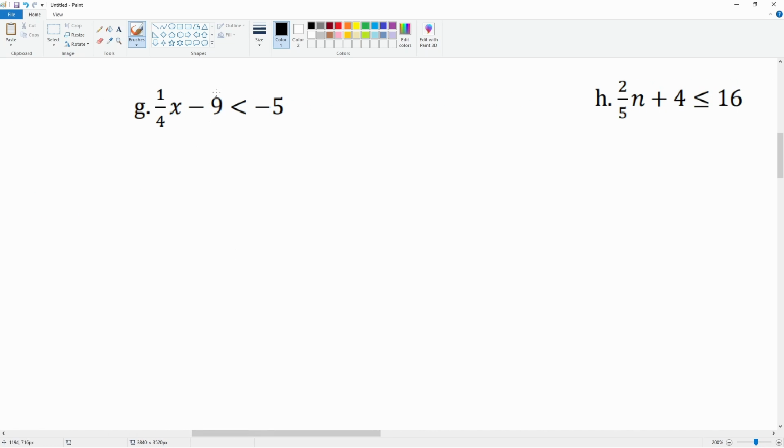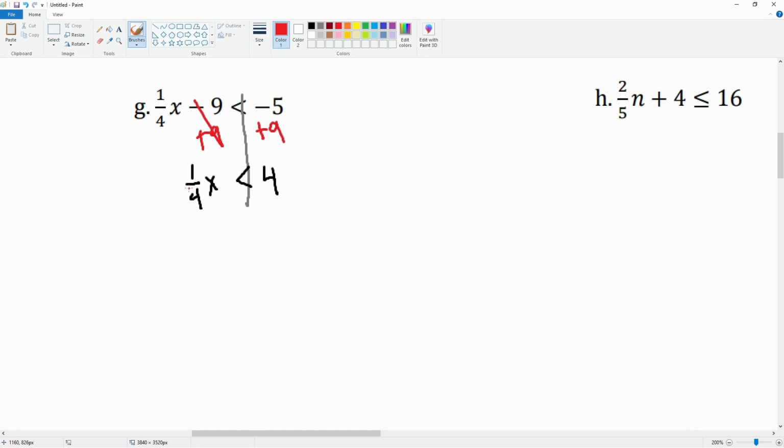Let's look at G here. We have 1/4 x minus 9, which is less than negative 5. The outermost thing is this negative 9. So we're going to add 9 to both sides. Negative 9 plus 9 cancels, leaving you with 0. So bring down the 1/4 x. The inequality does not change. Negative 5 plus 9 becomes a positive 4.